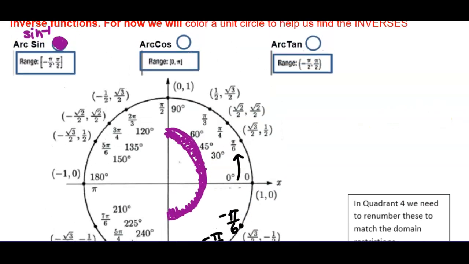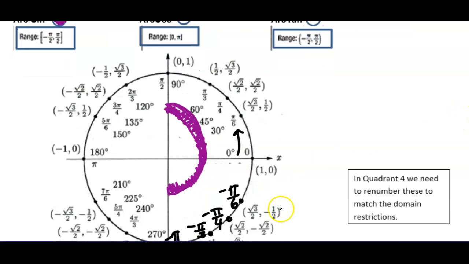So if we had a sine, like it said, where is the sine -1/2? You'd look at the y coordinate, because remember the coordinates go cosine and sine. So the sine is -1/2 at negative pi over 6. All right.